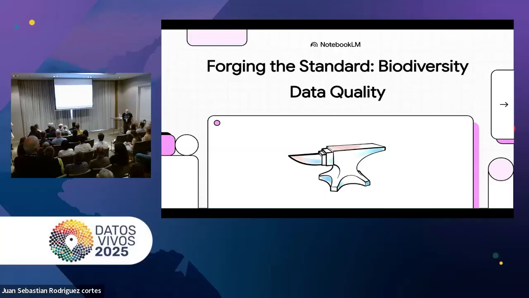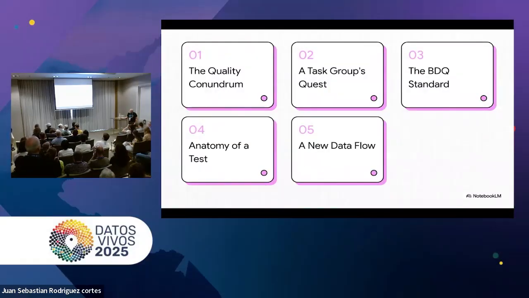You know, for more than a decade now, a really dedicated group has been tackling one of the toughest challenges in biodiversity science, data quality. And all that hard work has finally led to something pretty big, a new proposed standard called BDQ. So today, let's dive in. We're going to look at what it is, the story behind it, and what it could mean for all of us. So here's our roadmap.